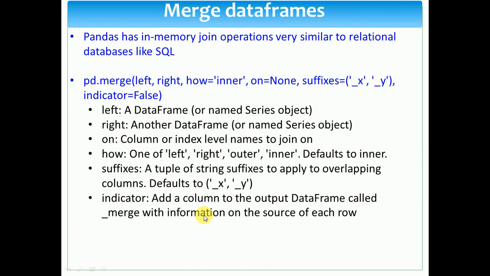Then comes indicator. Indicator adds a column to the output data frame called _merge with the information on the source of each row. It will tell from where the source is coming, because now you have a left and a right, so you have two sources. Many times you need to know from where this data is coming, and that's where the indicator plays a very important role. The indicator by default is false.